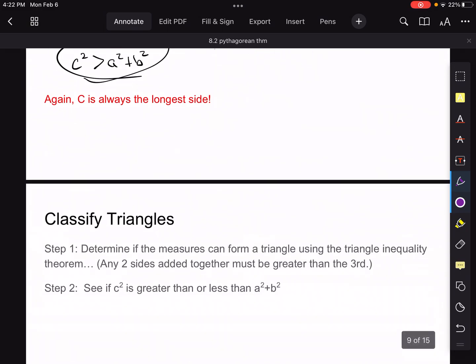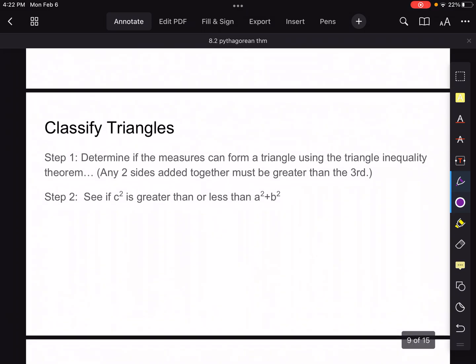So they're just going to have you test the sums of these things. So let me just, I guess it's easier if we just do some of these. So to do this, step 1, make sure to determine if the measures can form a triangle using the triangle inequality theorem. Remember that any 2 sides of a triangle added together must be greater than the third. So first we're going to just make sure that it is a triangle. So any 2 sides added together must be bigger than the third.